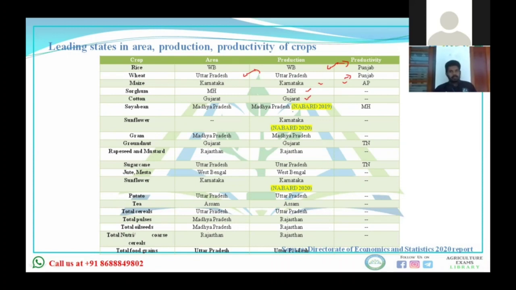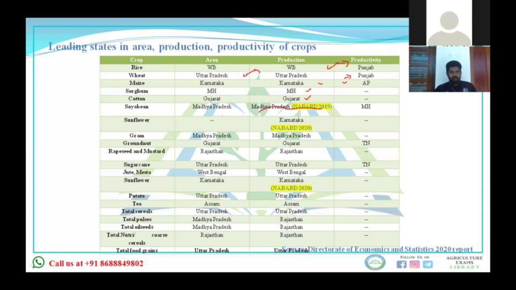Now don't get confused. I know sometimes this may come to your mind regarding Maharashtra, but I'm talking about 2019-20 production data. Again, if you see the soybean, the highest area comes under Madhya Pradesh, and the production is also Madhya Pradesh, but the productivity of soybean is highest in Maharashtra. And regarding the production of the soybean, leading state Madhya Pradesh, this question was asked in NABARD 2019.